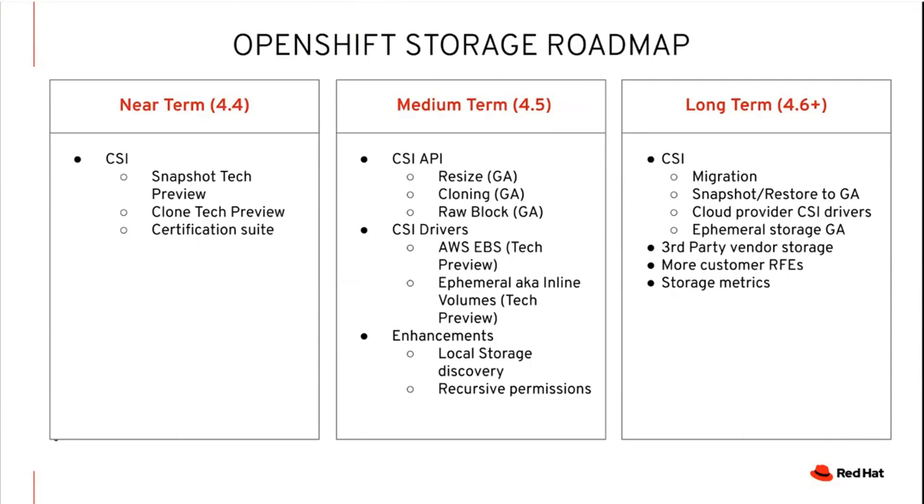Longer term, and the further out we go, the more this can change, so please take this with a grain of salt. We're looking at migration, so that's that clean switchover from in-tree to CSI that I talked about. Snapshot restore, everyone's looking for that. We're working upstream with Kubernetes because both in the CSI API and the Kubernetes API objects themselves, they're still both in beta, so we're working to move them forward. More cloud providers, ephemeral storage, okay.